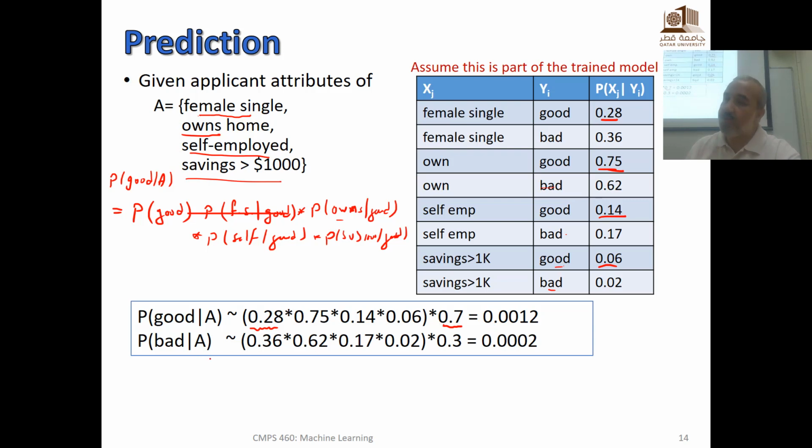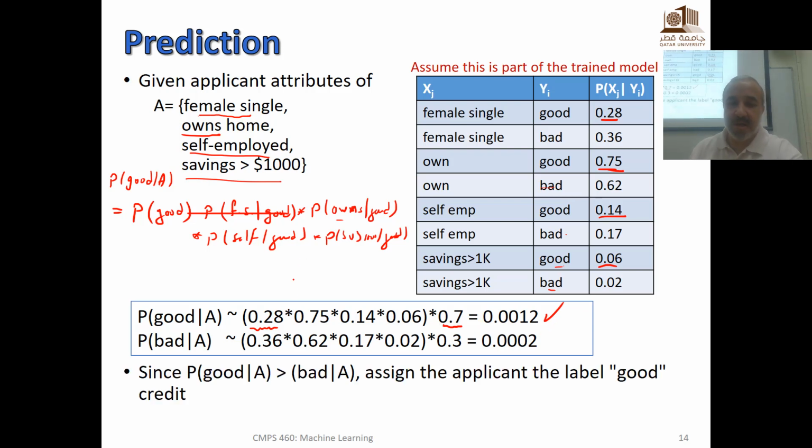And similarly, we can do the bad class. Now we have these numbers. What should be the prediction? The first one, of course, because it's the highest, right? So in this case, since the probability of good given A is greater than bad given A, we will assign the applicant the label good credit.